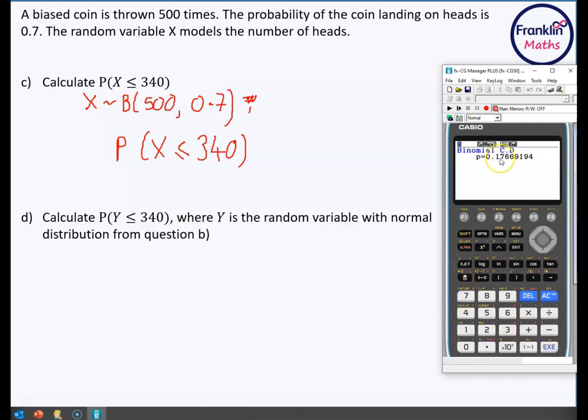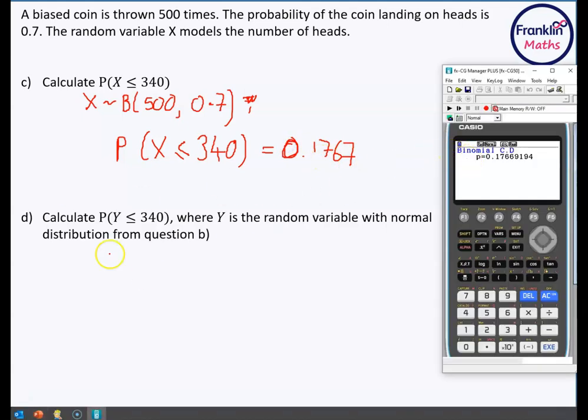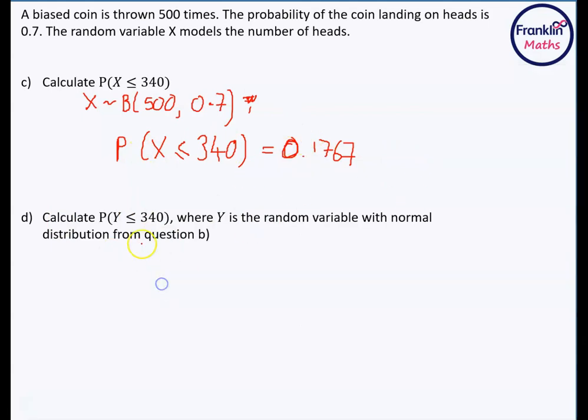So I'm going to take it to 4SF, so 0.1767. Apologies for the 0 there. There we go. Okay. Nice and easy to do. Nice bit of revision. Okay, so we know that the normal distribution could be used.